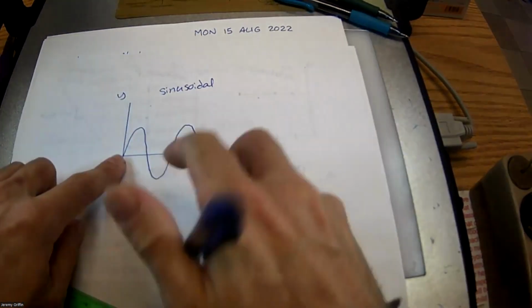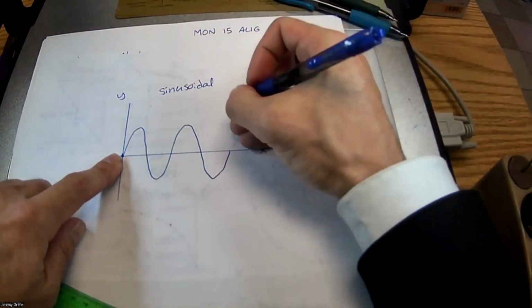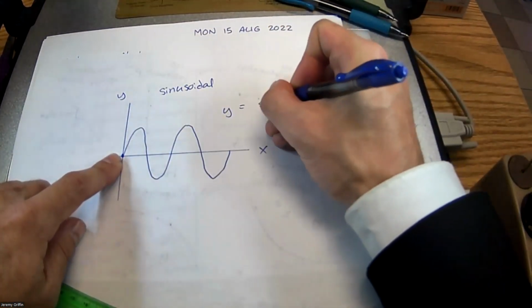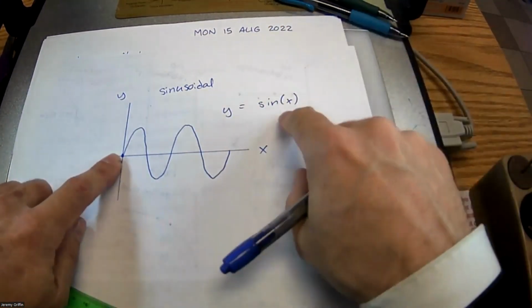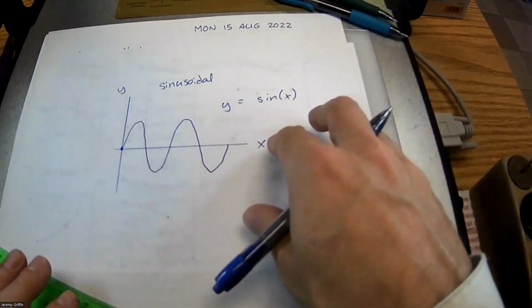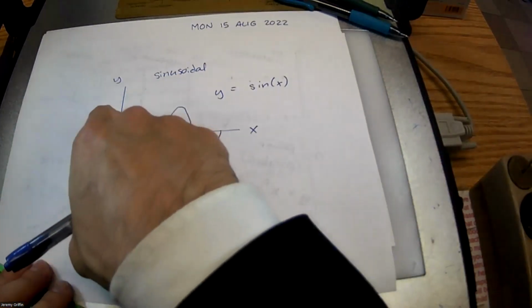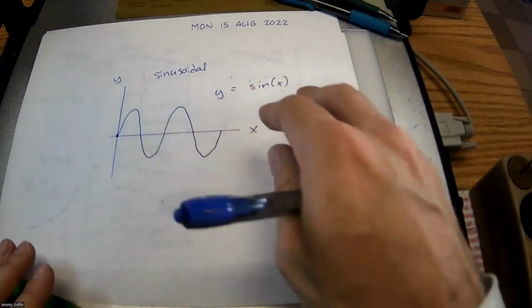Right. Now, if it starts at 0, 0, then it might be some version of y equals sine x, something like that. This is just a really generic way to say it. If it starts up here, it might be cosine. Sine and cosine have the exact same shape, right? You can just shift them.